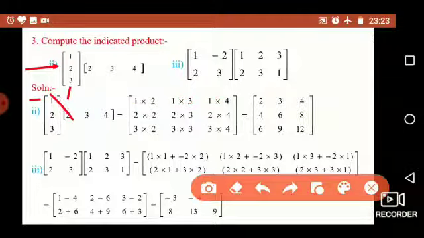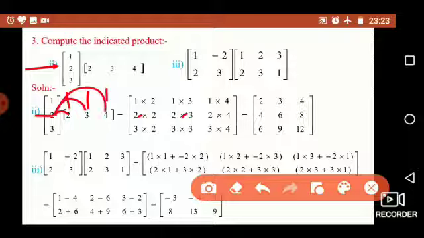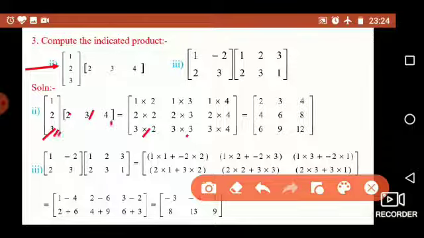Similarly, from the first matrix, we can multiply the second row with the first column, second column and third column. Therefore, 2 2s are 4, 2 3s are 6 and 2 4s are 8. Therefore, in the second row the elements are 4, 6, 8. Likewise, the last row will get multiplied to every element of the second matrix. Therefore, 3 2s are 6, 3 3s are 9 and 3 4s are 12. Therefore, the last row elements are 6, 9 and 12.